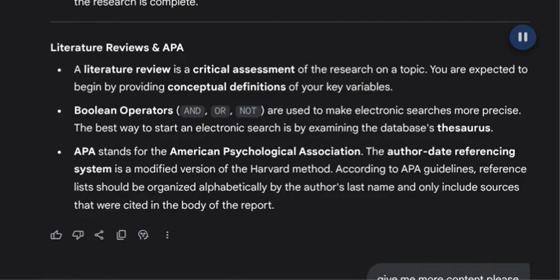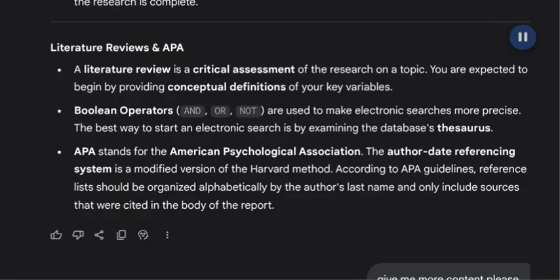Literature reviews in APA. A literature review is a critical assessment of the research on a topic. You are expected to begin by providing conceptual definitions of your key variables. Boolean operators, and, or, not, are used to make electronic searches more precise. The best way to start an electronic search is by examining the database's thesaurus.